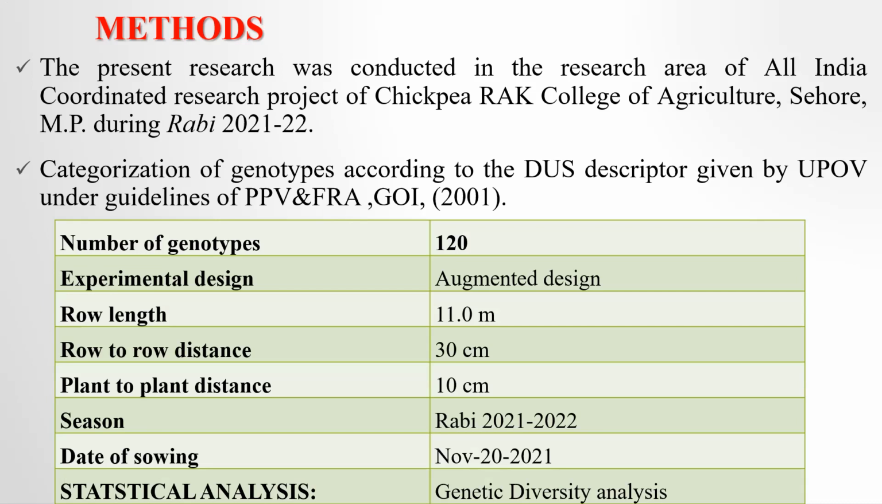The number of genotypes I took for investigation was 120, laid out in an augmented design with a row length of 11 meters, row to row distance of 30 centimeters, and plant to plant distance of 10 centimeters. The date of sowing of my crop was November 20, 2021. The statistical analysis done in this research was genetic diversity analysis.